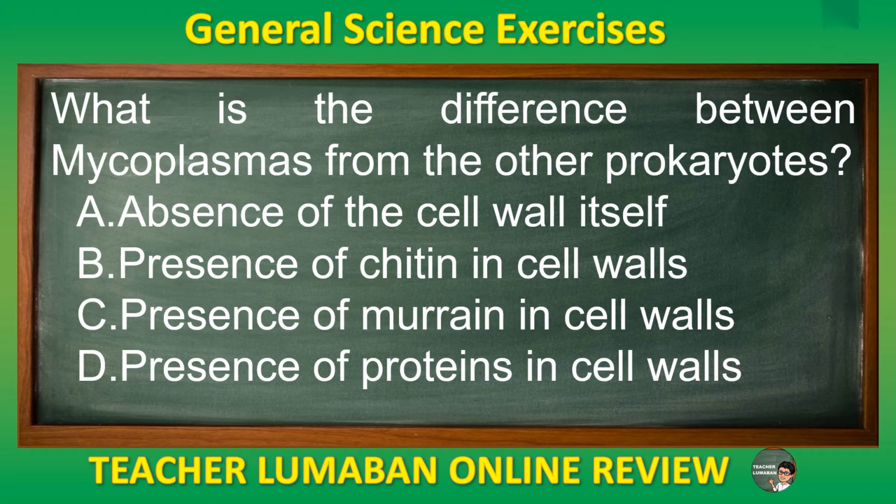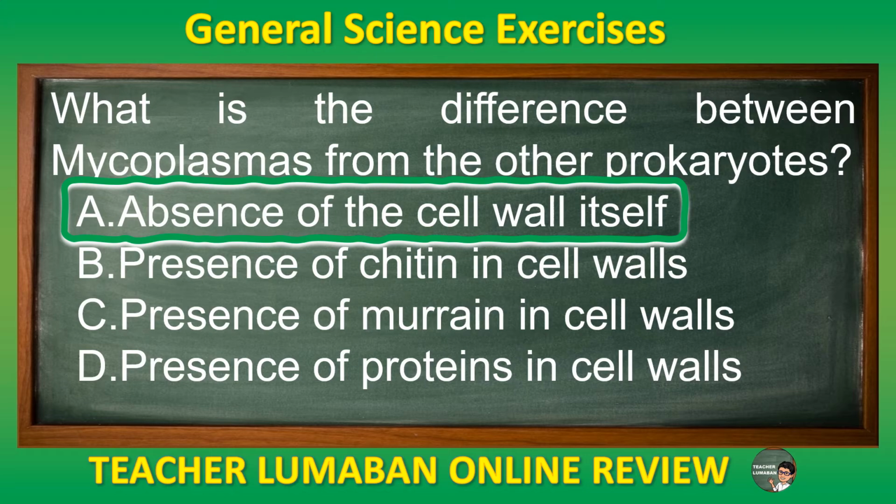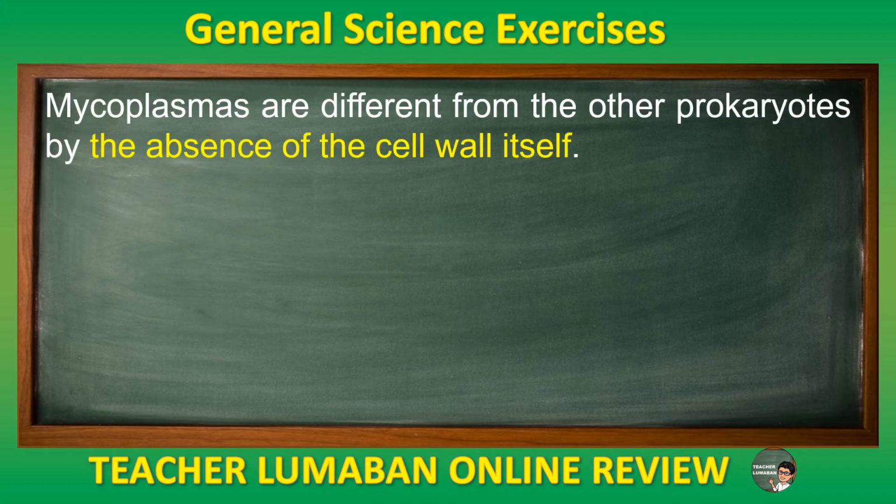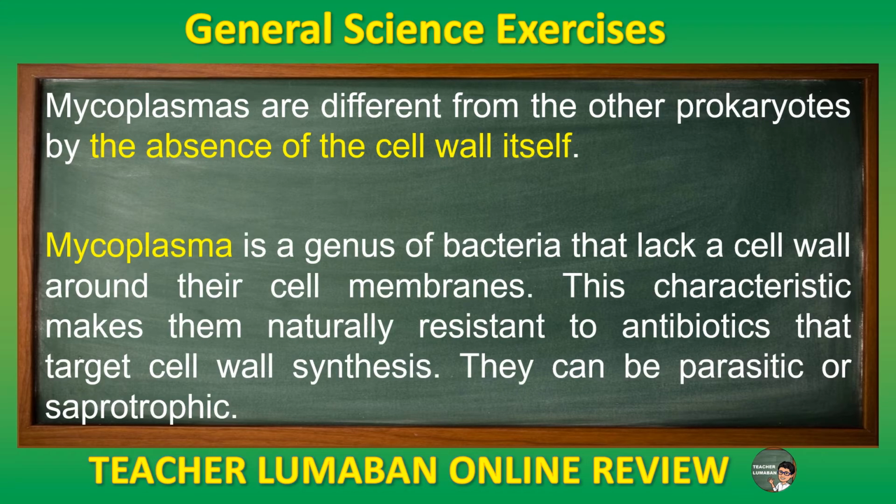The correct answer is letter A, absence of the cell wall itself. Mycoplasmas are different from the other prokaryotes by the absence of the cell wall itself. Mycoplasma is a genus of bacteria that lack a cell wall around their cell membranes. This characteristic makes them naturally resistant to antibiotics that target cell wall synthesis. They can be parasitic or saprotrophic.